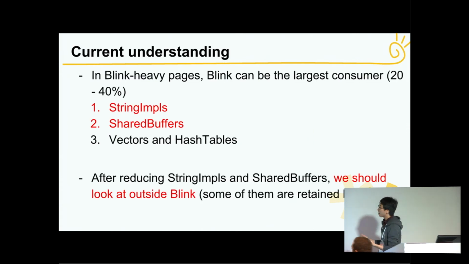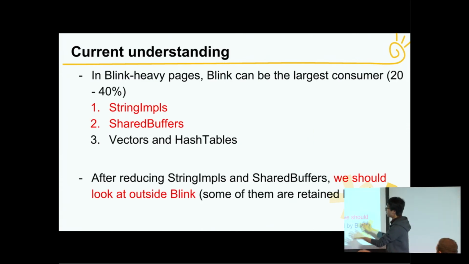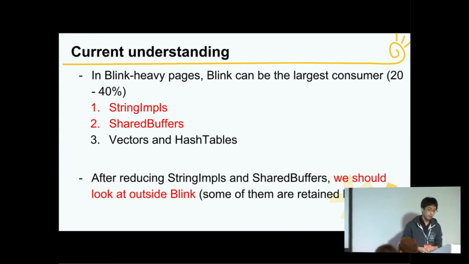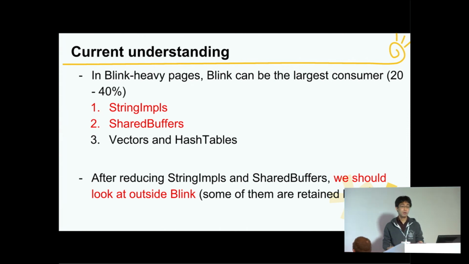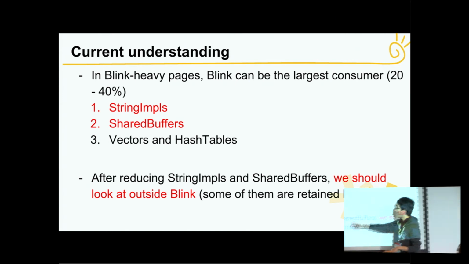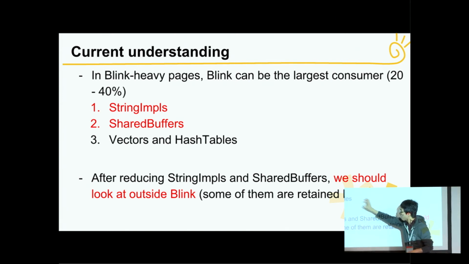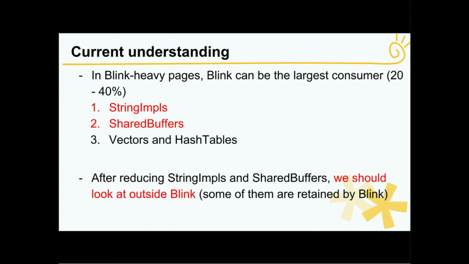And our current understanding is that in Blink-heavy pages, Blink can be the largest consumer. It can consume 20 to 40% of memory. And the largest consumers are string inputs, shared buffers, and vectors and hash tables. And as I mentioned, the absolute value consumed by vectors and hash tables is ignorable, even in the Blink-heavy pages.